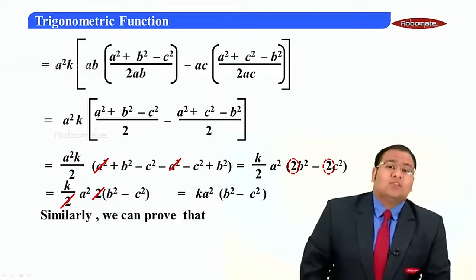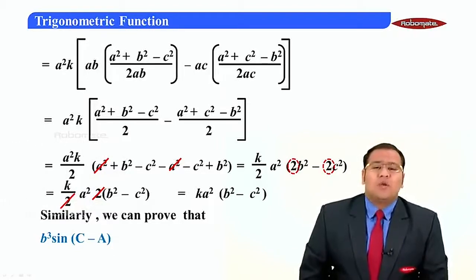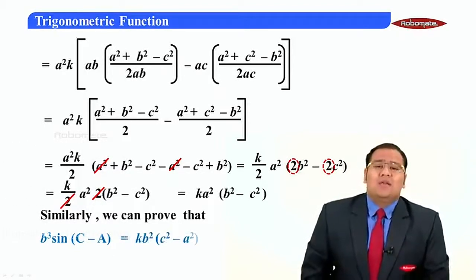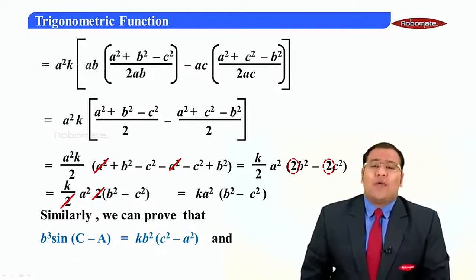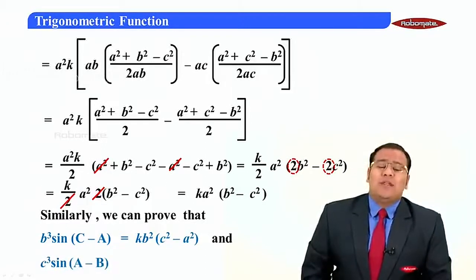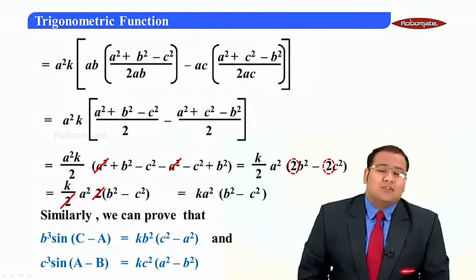Similarly, we can also prove that b cube into sine of (c minus a) is nothing but kb square into (c square minus a square), and c cube into sine of (a minus b) would be equal to kc square into (a square minus b square).